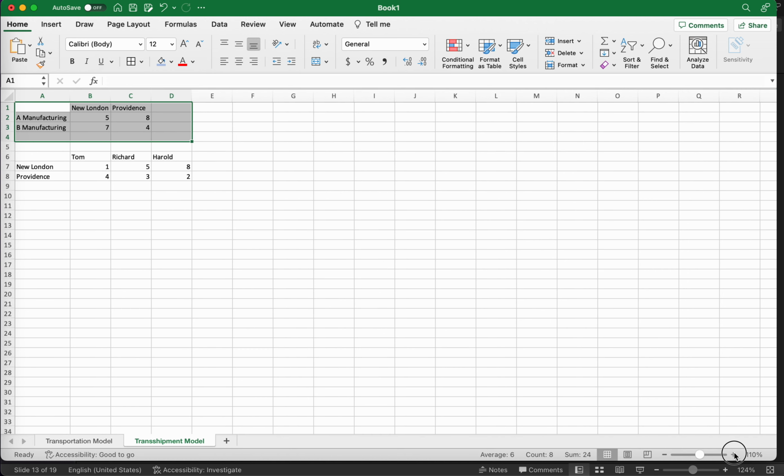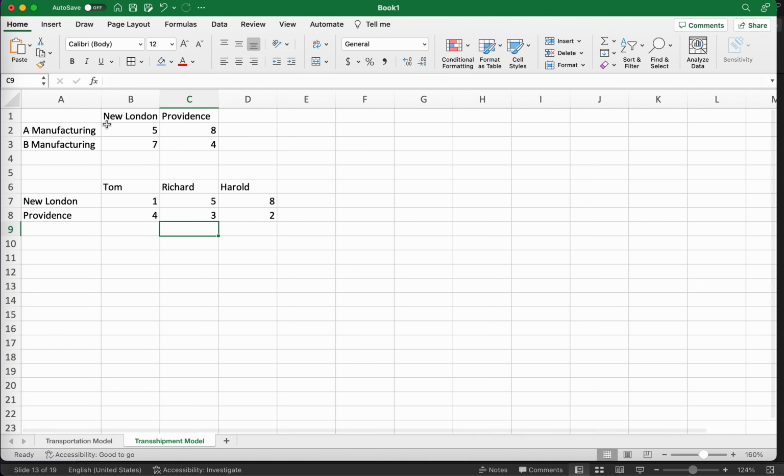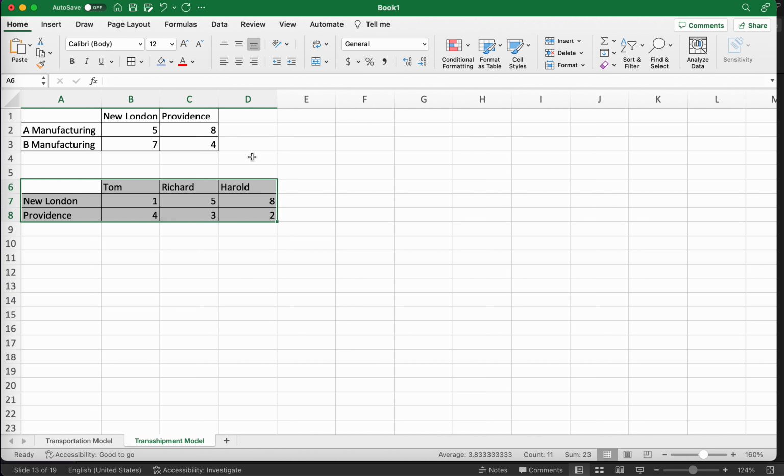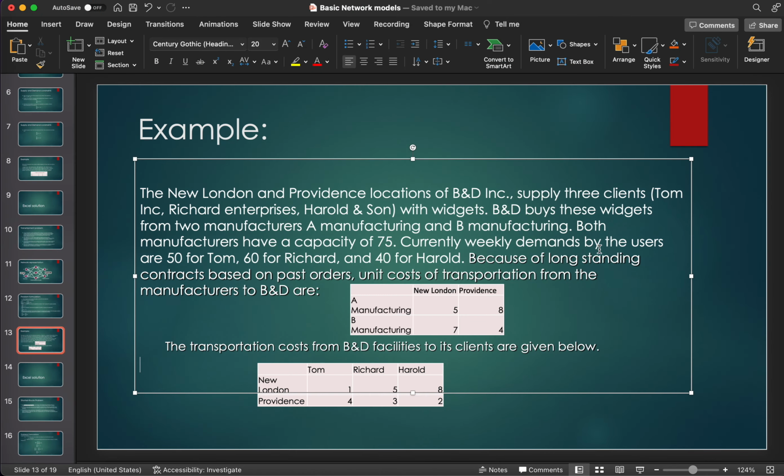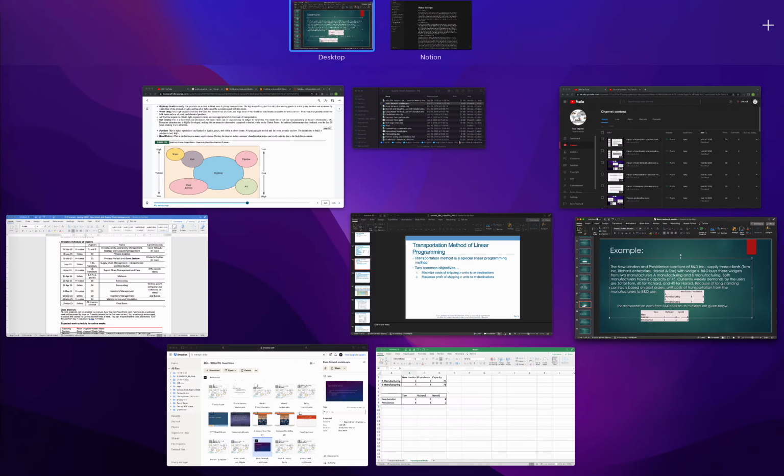And we make the font bigger. There you go. So the first part of the supply chain is right there, and that's the second part of the supply chain. We have more data. A and B manufacturing facilities both have capacities of 75 and 75, so total capacity is 150. Remember that. And we know the 3 demand values for Tom, Richard, and Harold: 50, 60, and 40.